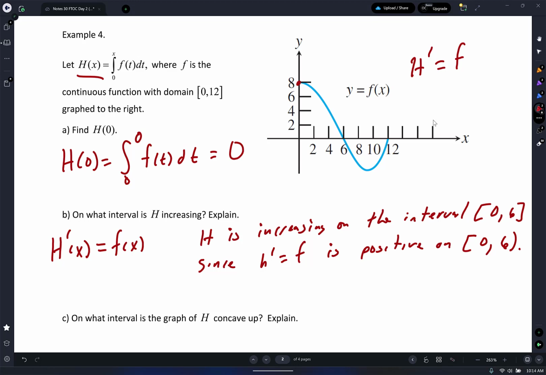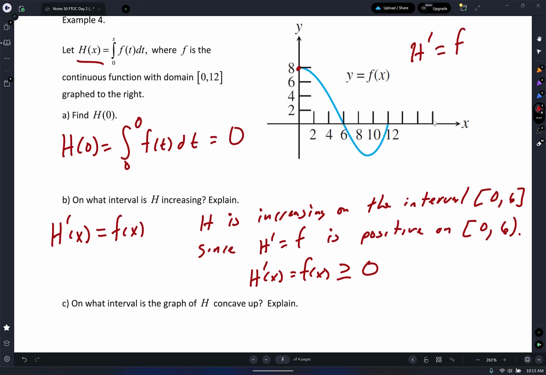You could also say, as long as you don't say anything wrong, h prime of x equals f of x, which is greater than or equal to 0, and then you don't have to worry about the brackets. You can put brackets on all of them. H prime. I think we'd still be fine, but you should always write the letter that they use. Cool or not cool? Cool.